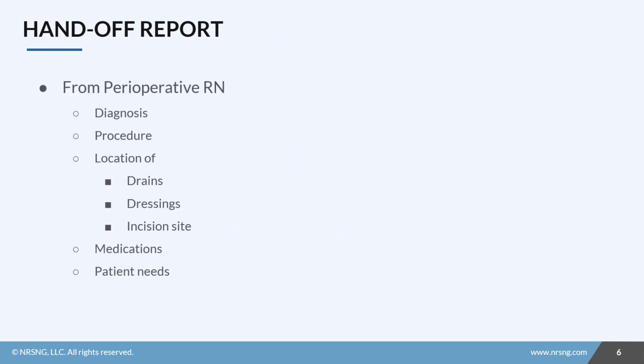The handoff report from the perioperative RN will give the PACU RN slightly different information. This information can include the diagnosis, the procedure performed, any complications, location of drains, dressings, incision site, any medications given by the surgeon during the procedure, as well as any specific patient information that needs to be provided. And it is very important to mention that the handoff of the patient is never complete until the PACU RN assumes responsibility of the patient.